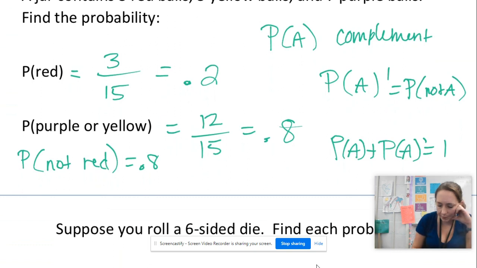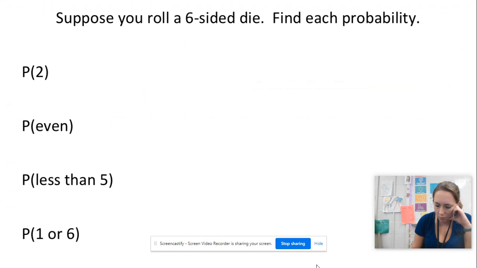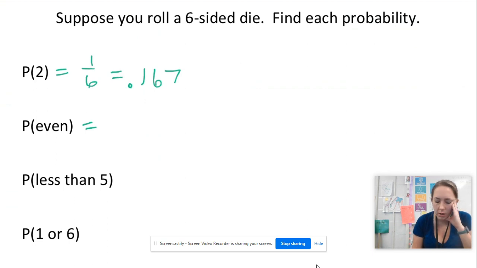So anyway, okay. Suppose you roll a 6-sided die. Find each probability. Well, the probability that you get 2 is 1 out of 6, which is 0.167. Probability that you get an even number. There are 3 even numbers on a 6-sided die, so that's 3 out of 6, which is 0.5.